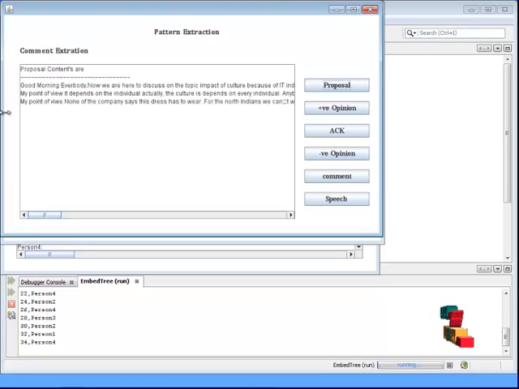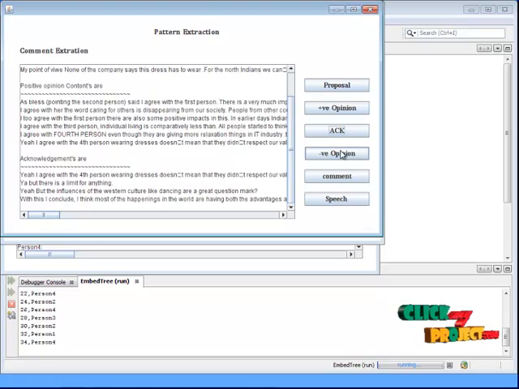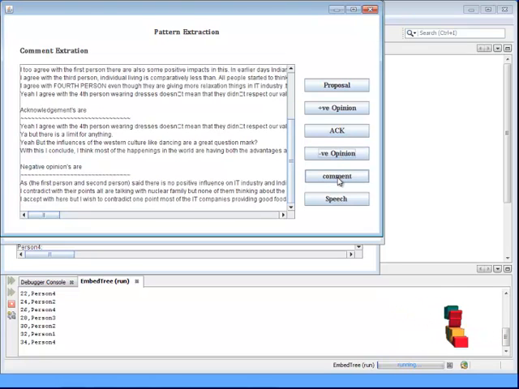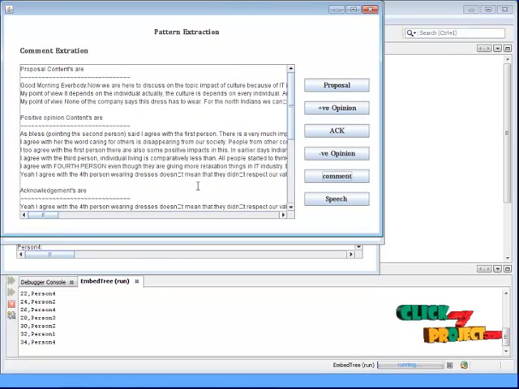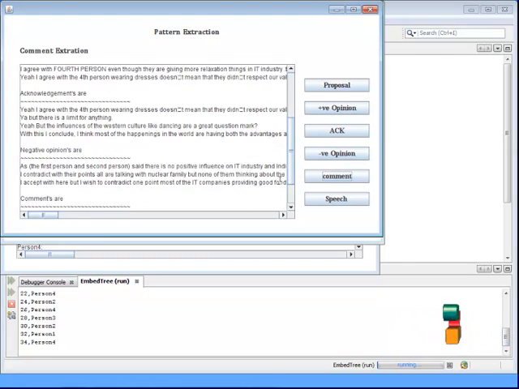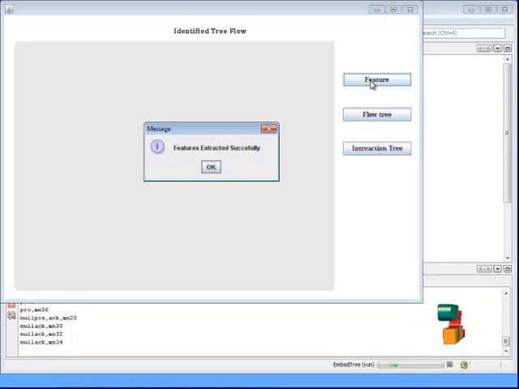Then we see what proposals are present in the meeting, and what negative opinions, acknowledgements, positive opinions and comments are in the meeting. Here we do not know the details of the person who is speaking the comments, who proposed, who gave a positive opinion, who gave a negative opinion, like that. For that only, we have to extract the further process. Then we are going to extract the feature.